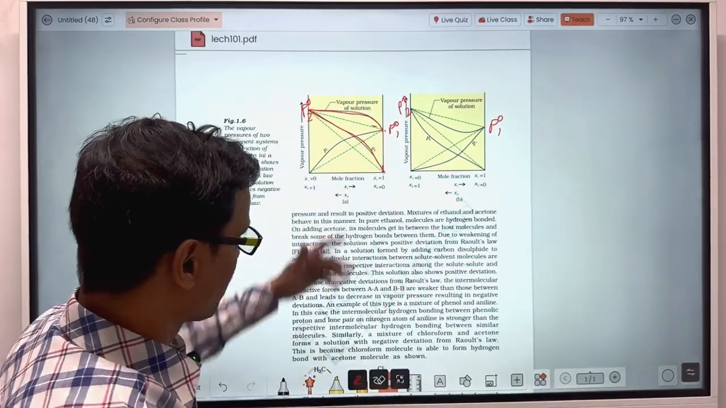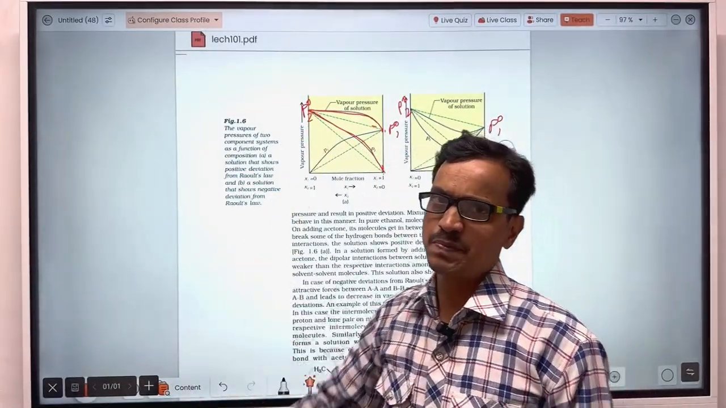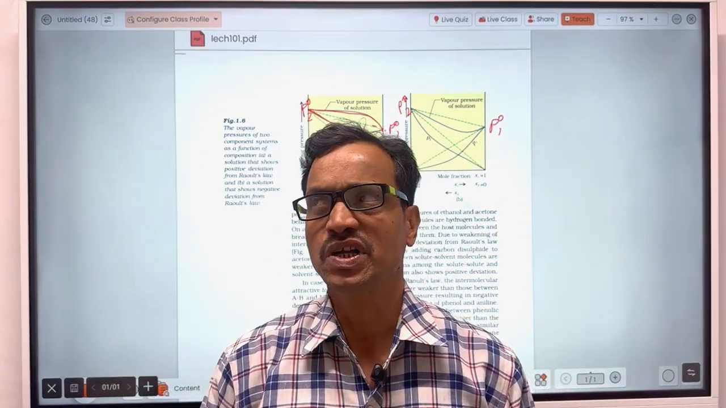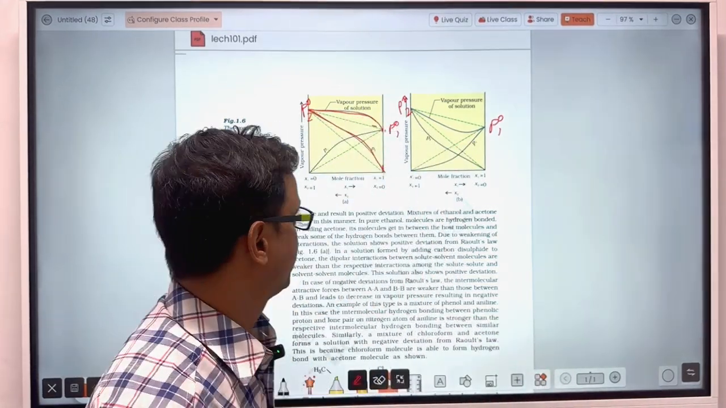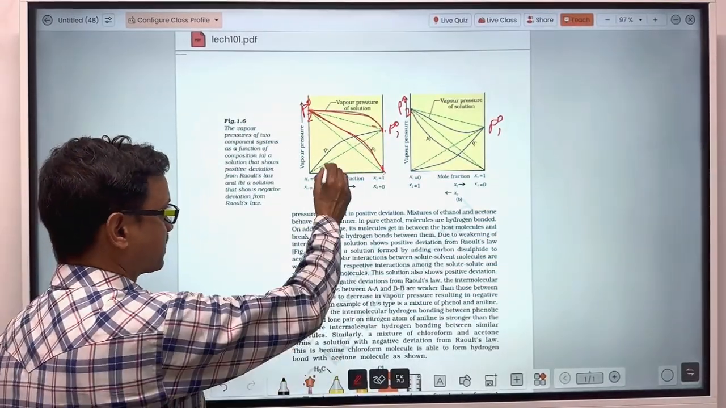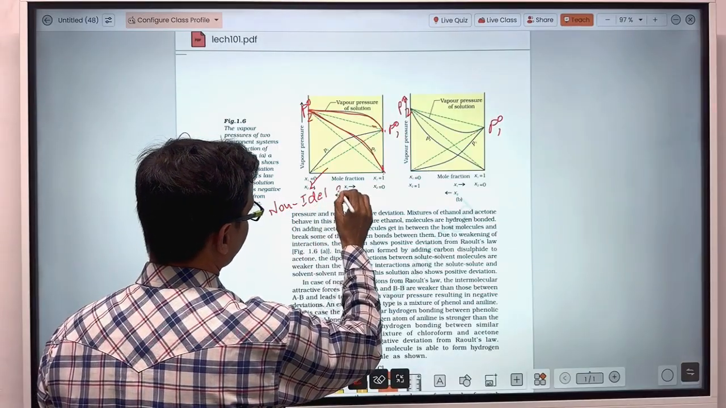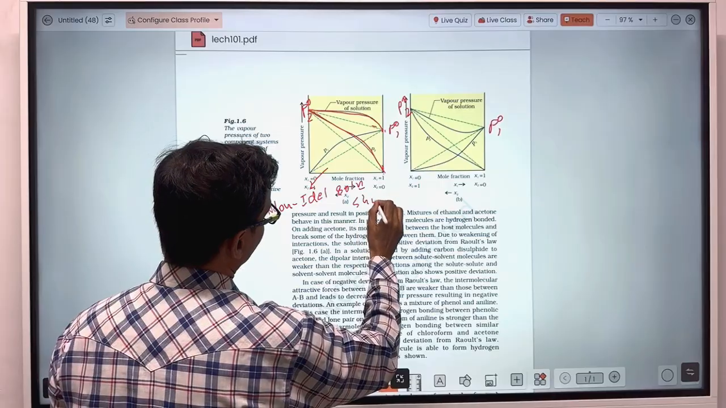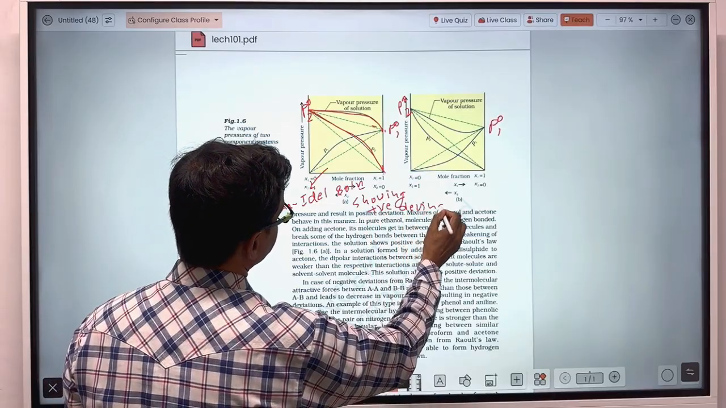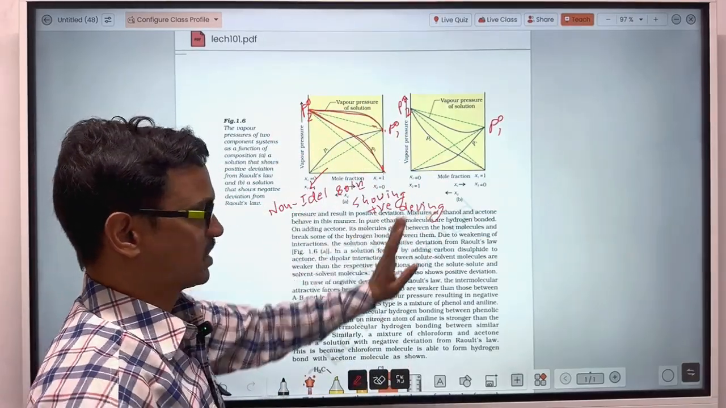So what you have seen, the partial vapor pressure of 1, the partial vapor pressure of 2, as well as P total, that means the total vapor pressure of the solution, is greater than expected from Raoult's law. So this graph is of a non-ideal solution showing positive deviation.